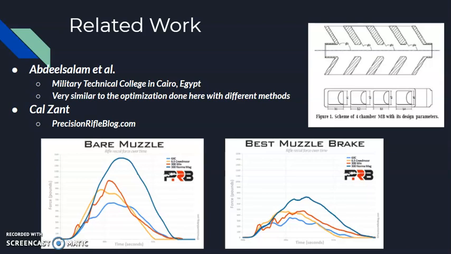Zant found that the best brakes typically have larger baffle deflection angles, up to 30 degrees, and these brakes can reduce recoil force by anywhere from 300 to 700 pounds force depending on the baffle angle and brake size. From this research, we'll expect our muzzle brake to perform similarly.